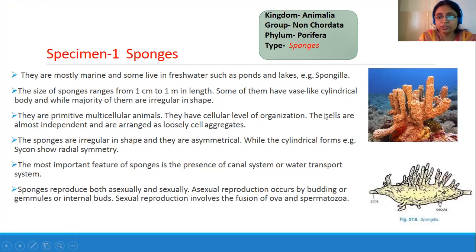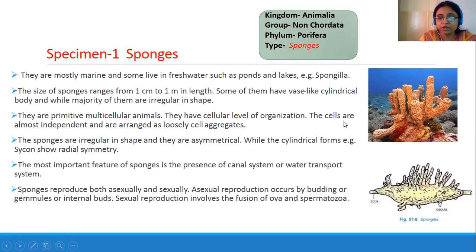See, all these sponges, they are multicellular, means their body is made up of many cells, and they only have the cellular level of organization in their body. Means their body only consists of cells only, no tissue, organ and organ system level of organization is found in them. Only cellular organization is found in them. So in their body, only cells are found.